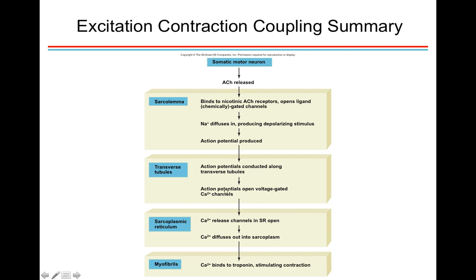The conformational change in the opening of these voltage-gated calcium channels will then trigger a conformational change in the calcium channels of the sarcoplasmic reticulum, and that'll release even higher levels of calcium into the sarcoplasm. Then calcium is going to bind troponin, and we'll learn more about that in a little bit, and this will stimulate contraction.